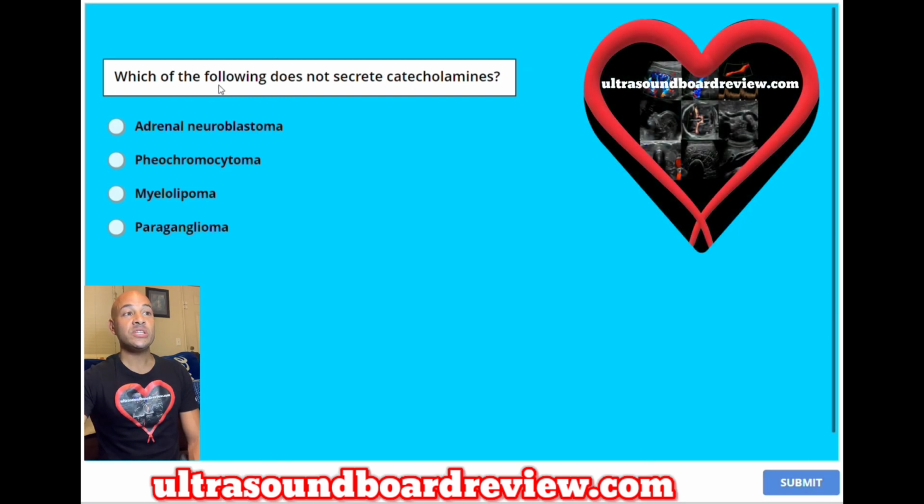Question 112. Which of the following does not secrete catecholamines? A, adrenal neuroblastoma, B, pheochromocytoma, C, myelolipoma, or is it D, paraganglioma? The answer is C, myelolipoma.